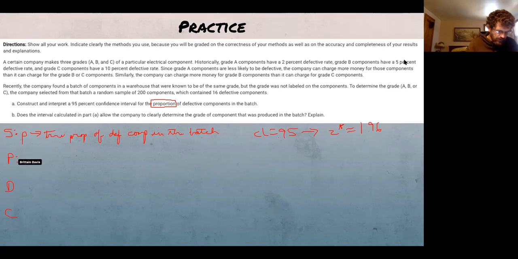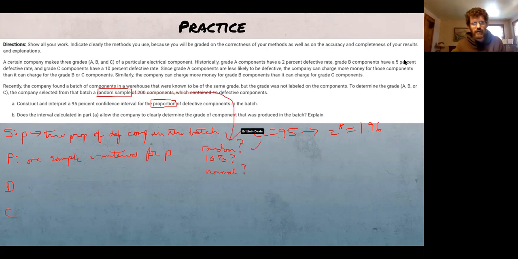This is going to be a 1 sample Z interval for P, because I want to find the true population proportion. I need to check my assumptions. Is it random? Is it 10%? And is it normal? Now, let's just start going through. But anyways, it says there is a random sample of 200 components. So yes, it's random. For something like this, I might even want to put a sentence to this effect. There was a random sample, so it meets that assumption.